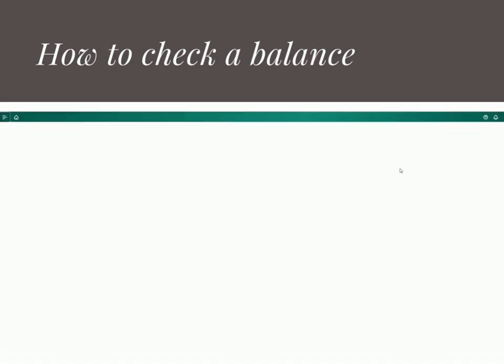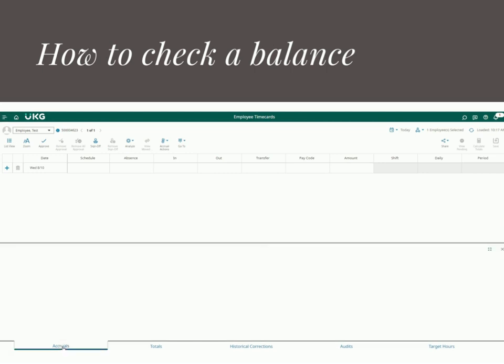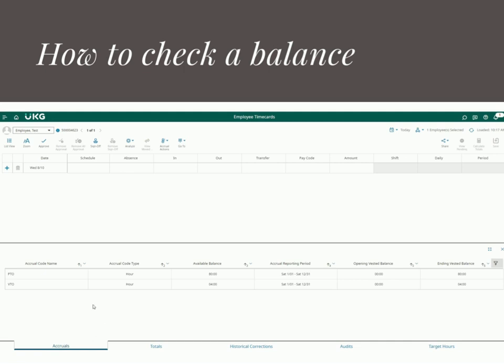You'll be defaulted to today's time card, which will show you their balance as of today. So at the bottom of the time card, you can see the accruals section. That is what you'll click on. And any available time off that they have assigned on their profile will come up here. So we can see that this employee has 80 hours available of PTO.